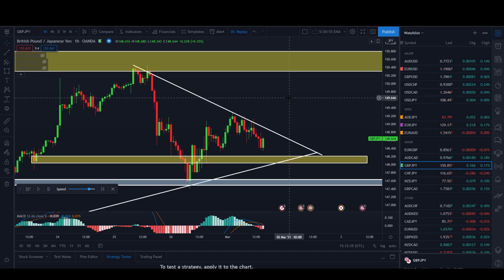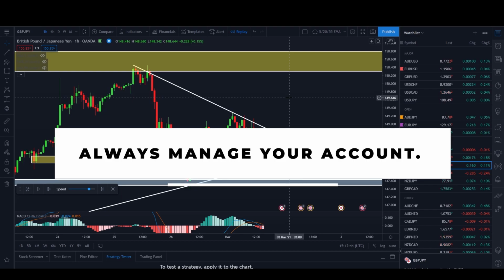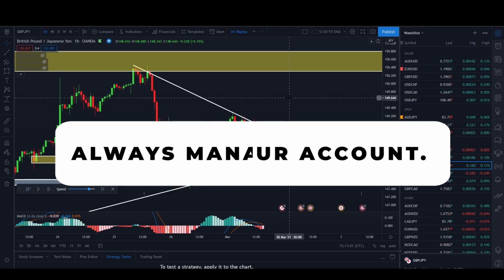As usual, there are no guarantees with any trading strategy, so make sure you never risk more than you can actually afford to lose, and don't be afraid to use a demo until you're truly comfortable with the strategy.